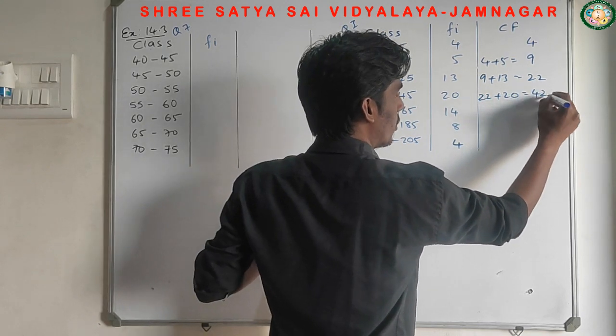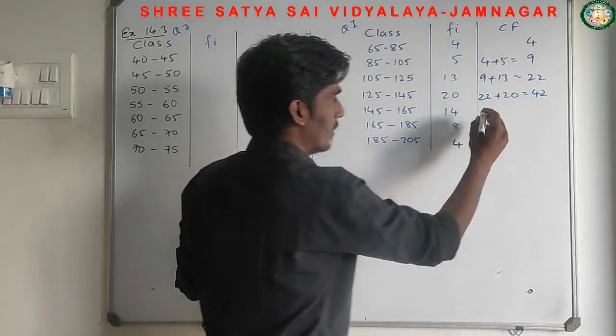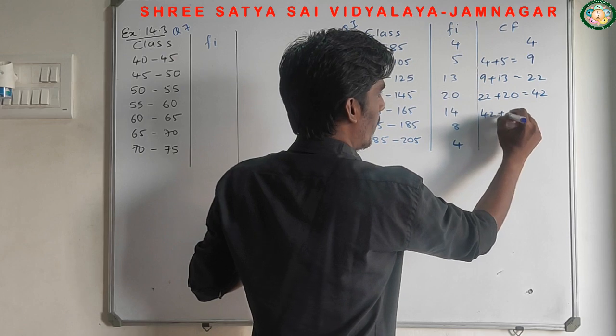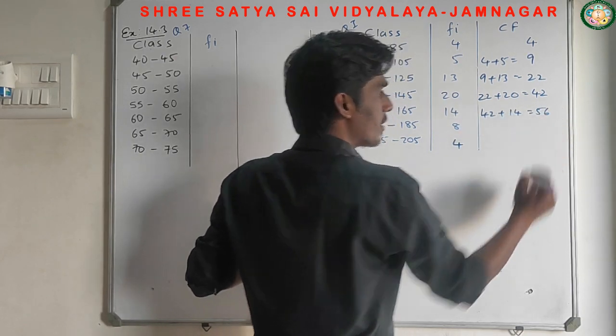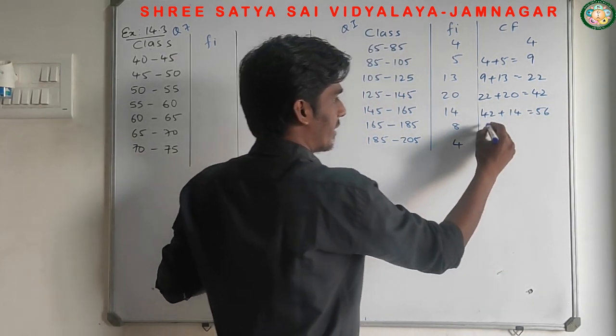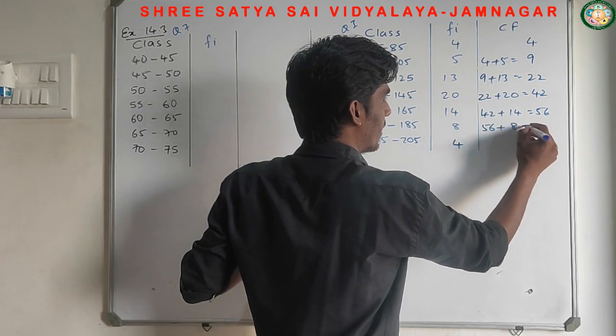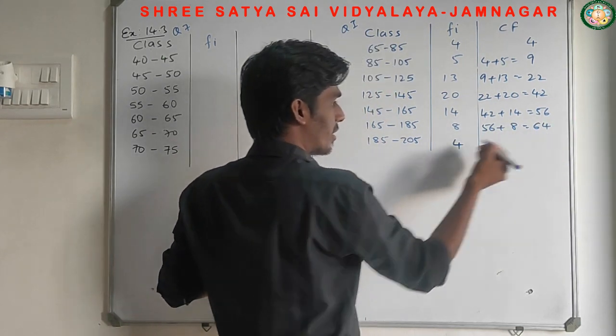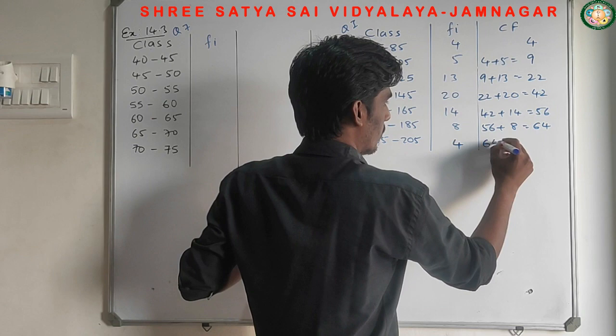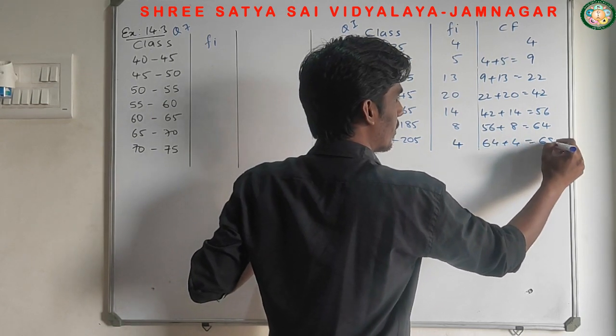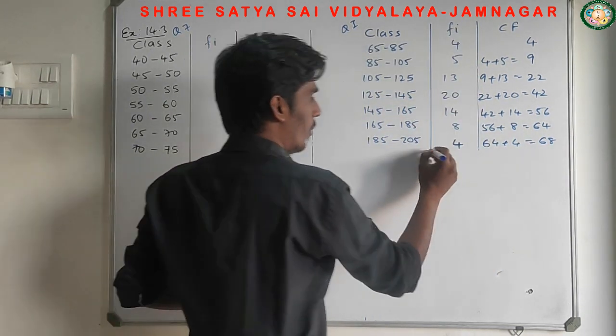Now 22 plus 20 is what? 42. Now 42 plus 14 is what? 56. Now this 56 plus 8 is what? 64. Now 64 plus 4 is what? 68. Now add this all frequency.